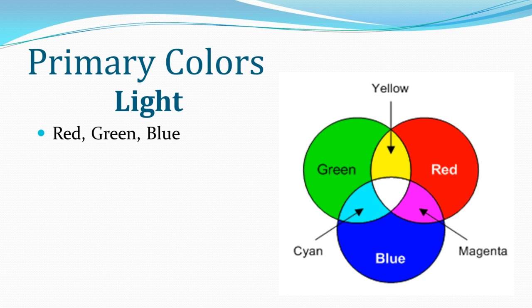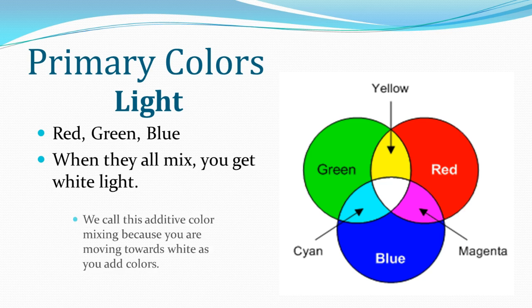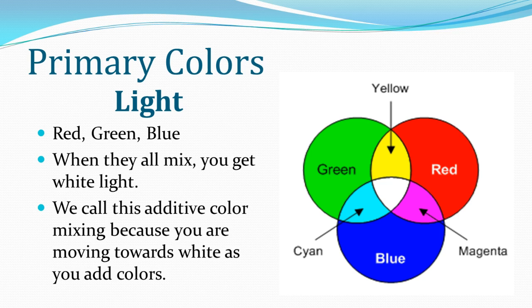This is why when you see some television inputs, their reference is RGB: red, green, blue. That's the signal for the red, the green, and the blue light in older televisions, which were more direct light based, not diode based. When they all mix together in the center, you get white light. This is how we know that white light contains all three, or in fact all shades and all colors in one single beam. We call this additive color mixing because you're moving towards white as you add more colors.